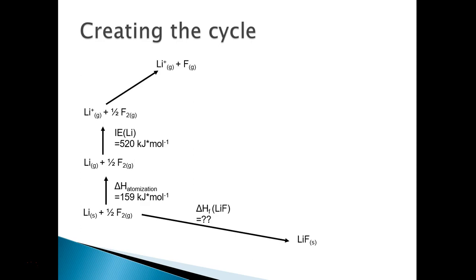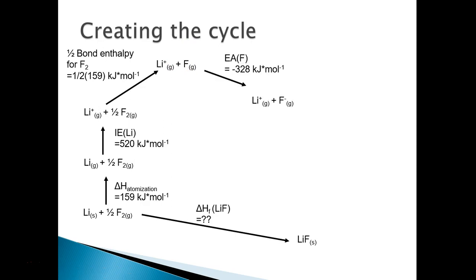Okay, so first, we're going to use the bond enthalpy. Now, we're only going to use half the bond enthalpy value for fluorine because we're only separating half a mole of fluorine. Now, when we separate half a mole of F2, we're going to have a whole mole of fluorine atoms. Next, we'll use the electron affinity of fluorine, and now we have gas phase ions. All right? Now, we're going to connect these using the lattice enthalpy. Note that the lattice enthalpy goes in this direction since it's breaking down solid lithium fluoride into gas phase ions. And that, again, is in the data booklet in table 18.